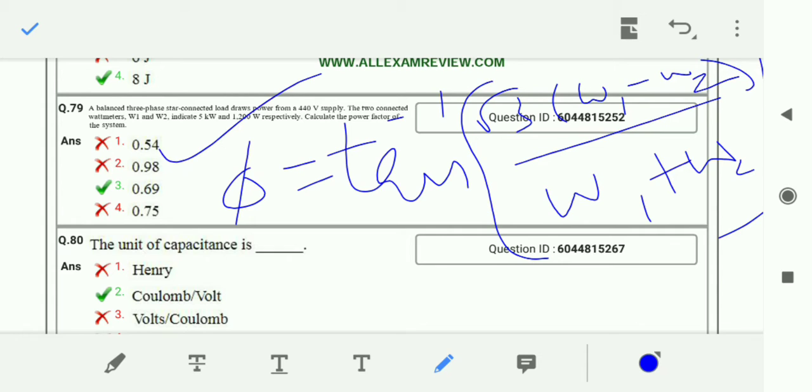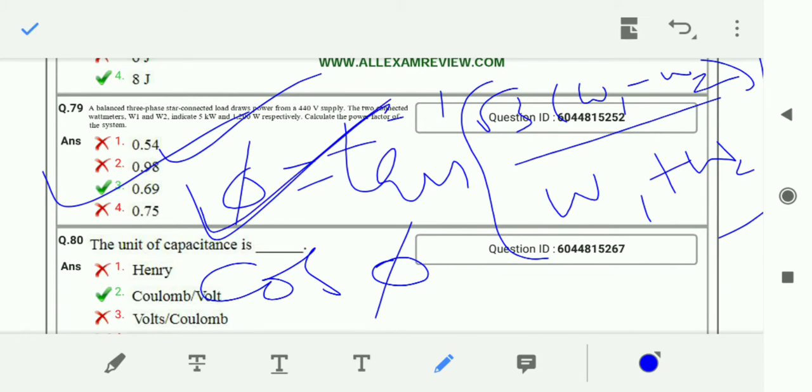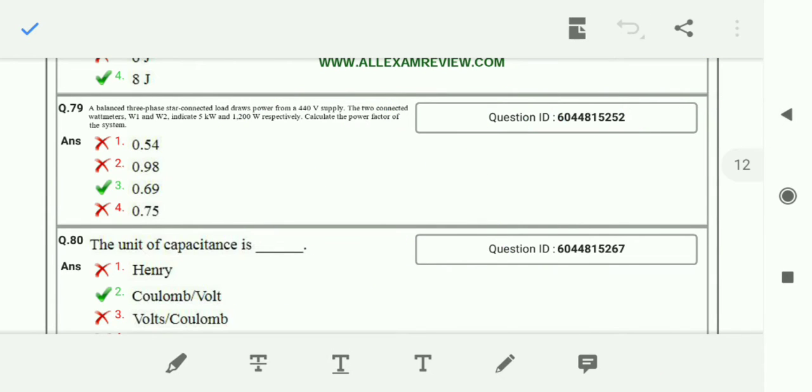Once you get the phi value, apply cosine to that phi, that is cos phi. Then you will get 0.69. This formula, phi equals tan inverse of root 3 times (W1 minus W2) by (W1 plus W2), is valid when W1 and W2 values are given. Next, coming to the next question.